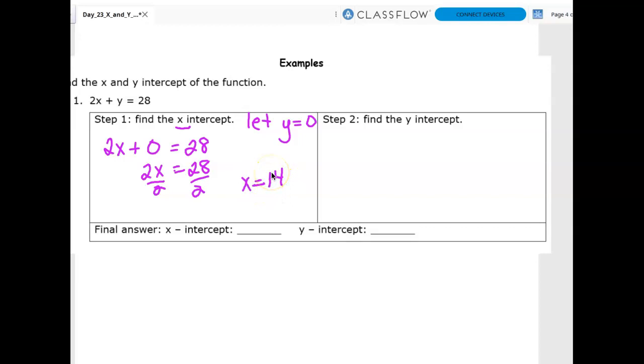So my final answer is that x is 14 and y is 0. That's an ordered pair. If I graphed it, it would be a point on the x-axis.